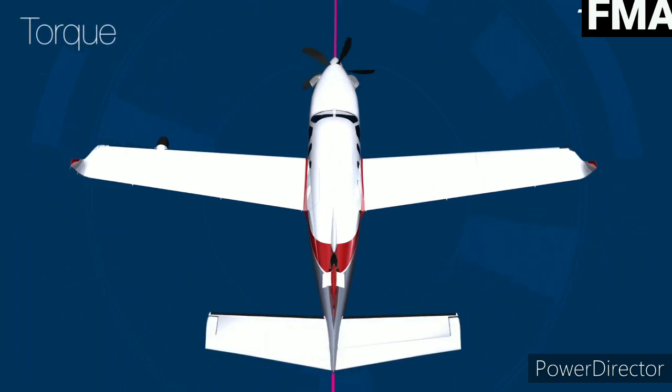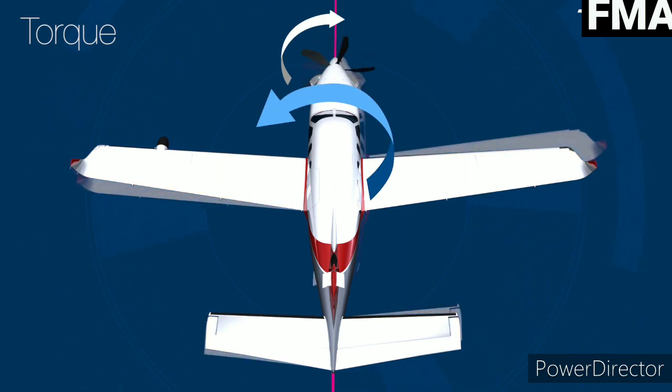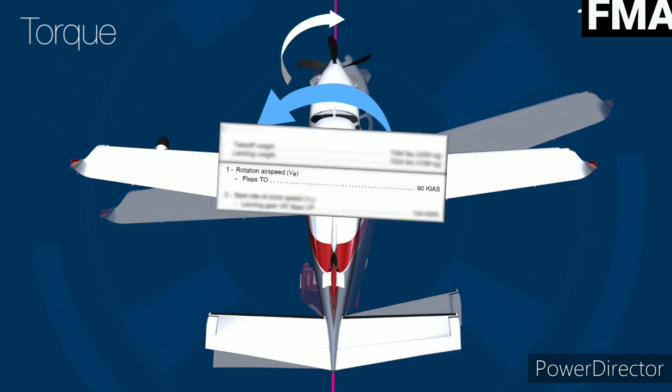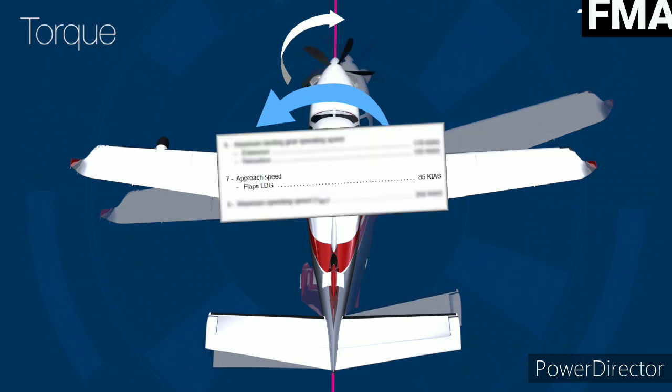Torque influences roll about the longitudinal axis, a counterclockwise rotation of the fuselage when viewed from the cockpit. It is also predominant at low airspeeds. Respecting rotation speed and minimum approach speed provides control authority against the effects of torque.